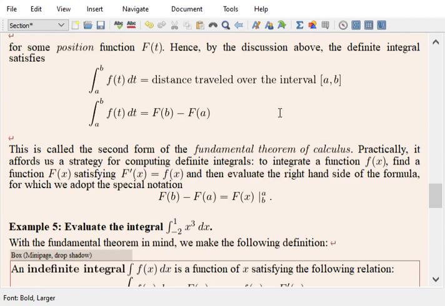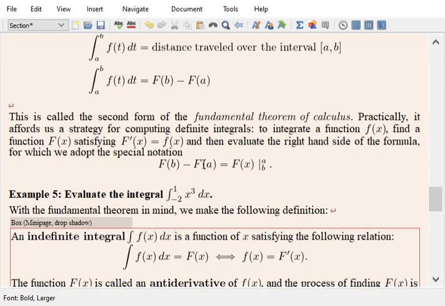Practically, it affords us a strategy for computing definite integrals. To integrate a function f, find a function big F which satisfies big F prime is equal to little f. In other words, find a function big F whose derivative is what we started with. So differentiate in reverse, and then just evaluate the right-hand side of this formula.